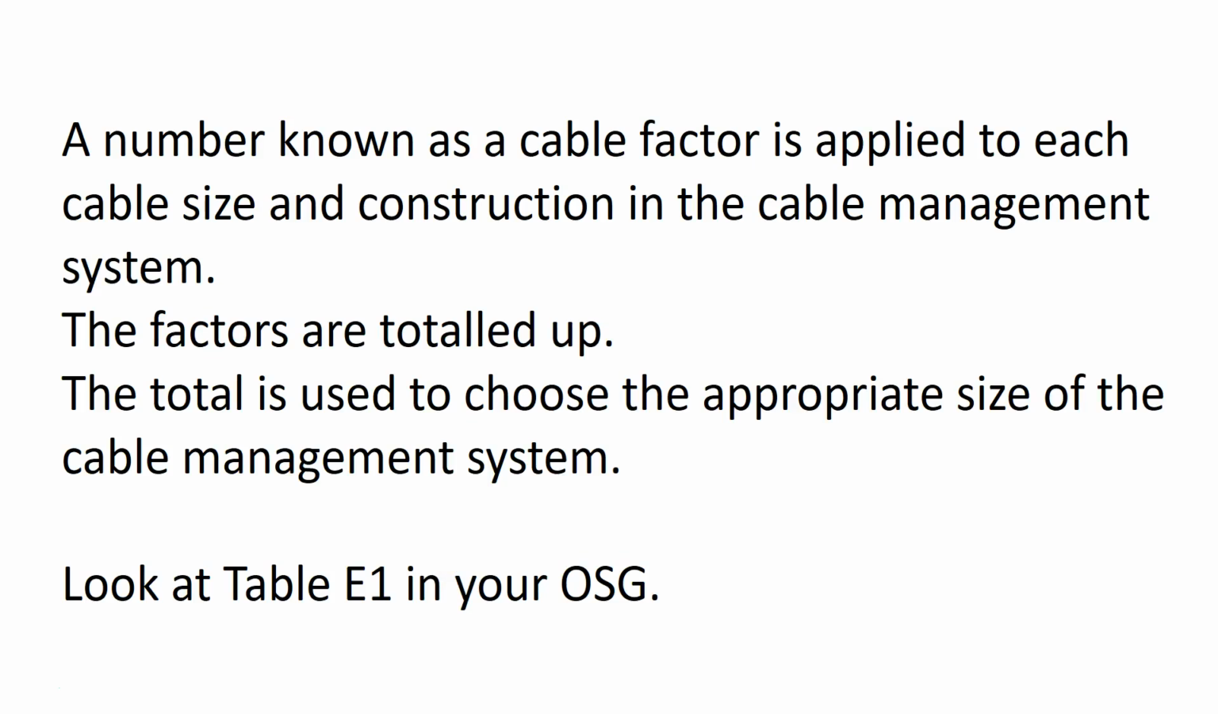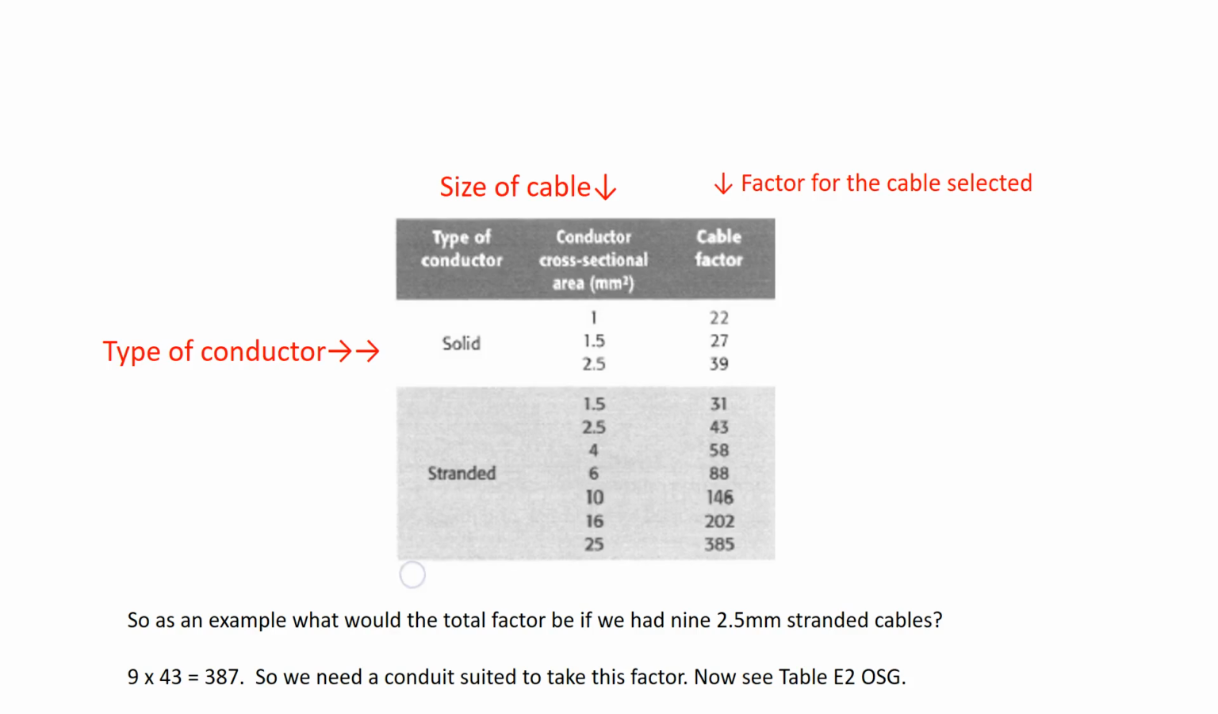So what we need is to find the number known as a cable factor, which has been applied to each cable size, dependent on its construction. And what we do is we get that factor, add them all together, and then that is used to pick an appropriate size of conduit. So if you have a look at table E1 in your on-site guide, you will find this.